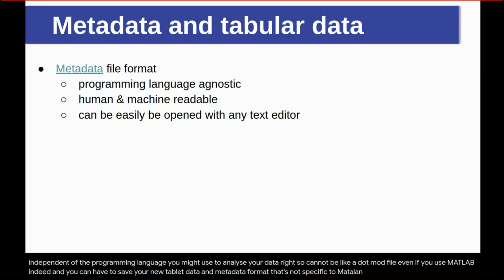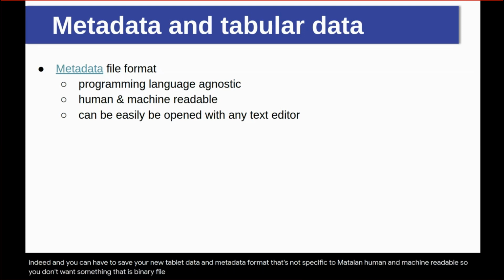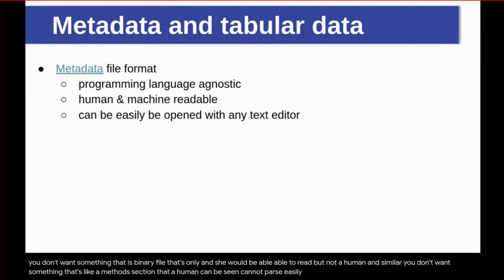The format should be human and machine readable. So you don't want something that's a binary file that only a machine will be able to read, but not a human. And similarly, you don't want something like a method section that a human can read, but a machine cannot parse easily, right? And you want a format that's easily opened with any text editor on any computer, right?